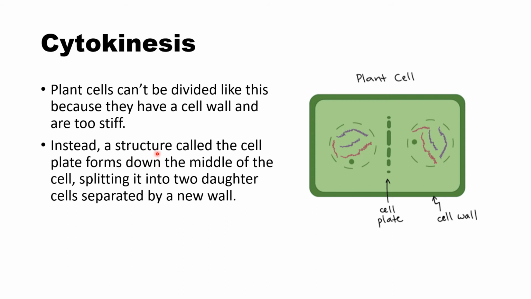So, instead, there is a structure called the cell plate that will form down the middle of the cell, splitting it into two daughter cells separated by a new wall. So, imbes na parang may cleavage furrow na magaganap, sa plant cell, meron siyang mabubuong cell plate na tinatawag, which will divide yung dalawang daughter cell na nabuo. So yun, with that, after cytokinesis, then you can officially say that the mitosis is done.